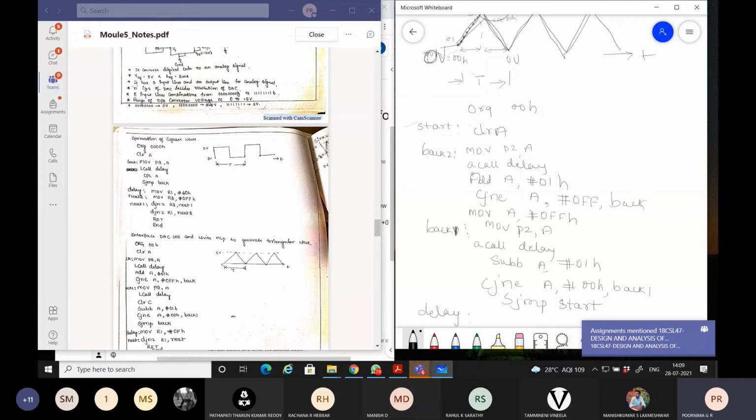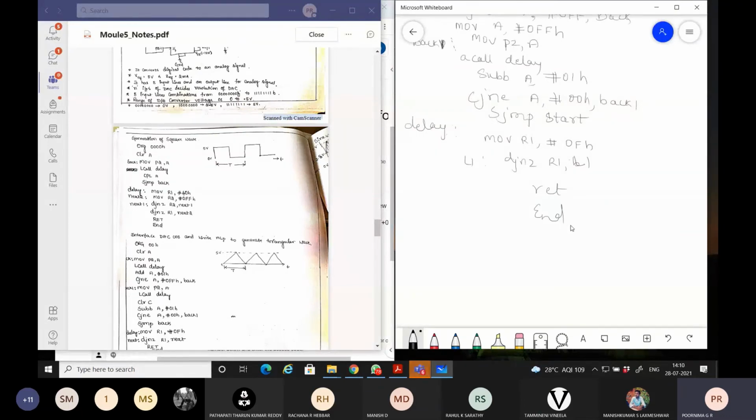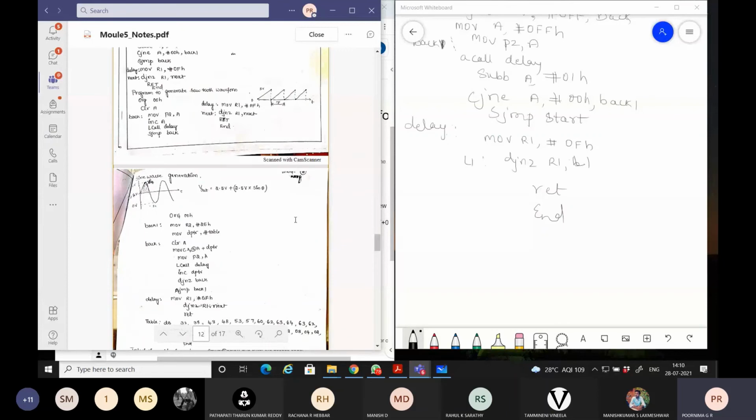Okay, from the clearing instruction onwards. Delay program we need to write. So a small delay: move R1 comma hash 0FH, DJNZ R1 comma L1. This L1 will be to the same instruction. If it comes out, return and end the program. This is how you will be creating a triangular wave when you go for a digital to analog converter.